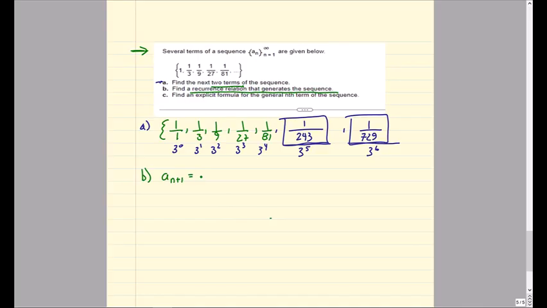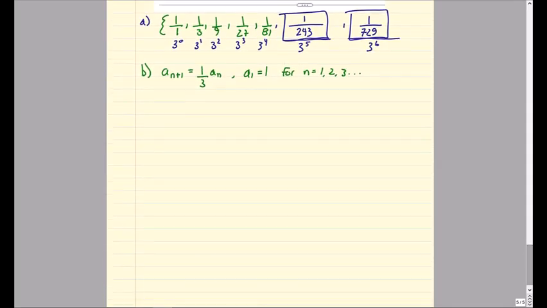Now it looks to me like if I took the previous term and multiplied it by 1/3, I would get the next term. So if I looked at this as 1/3 a sub n, this would work. And this would work if a sub 1 started out to be 1. And then this would be for n equal 1, 2, 3, etc. So you just have to look at the pattern and try to predict what's going on. And then you should probably plug in a few values to check.